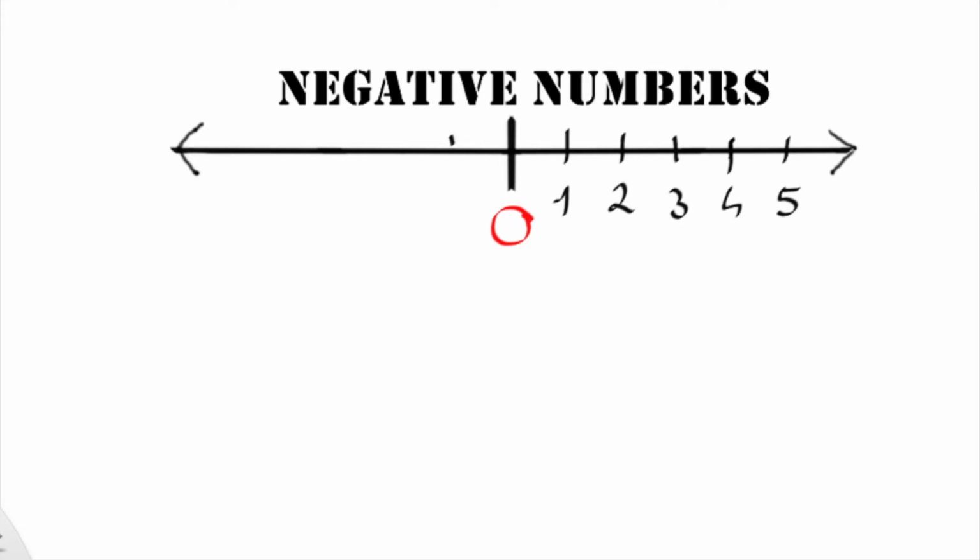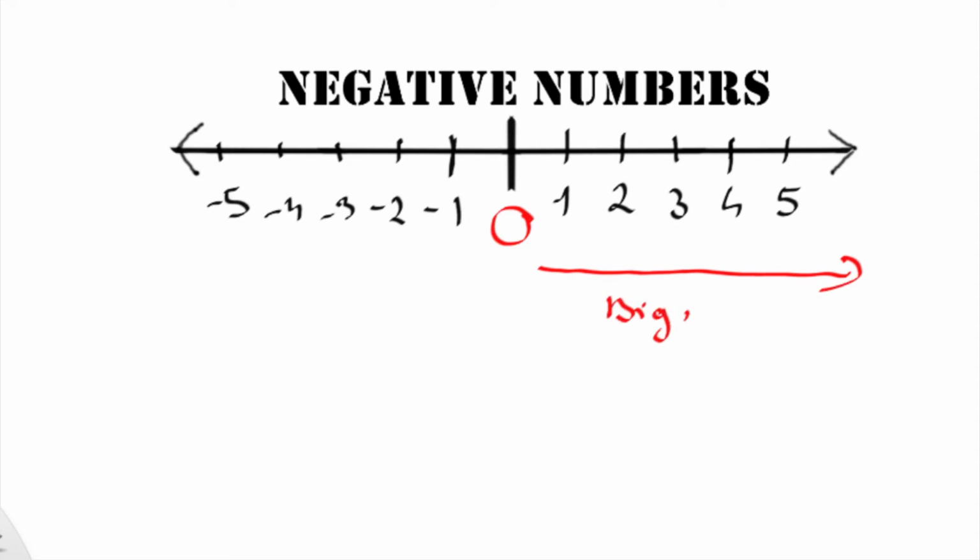So we're gonna have exactly the same order: -1, -2, -3, -4, and -5. Now, something else that we used to know about our positive integers is the fact that every time we go to the right, the numbers get bigger, and every time we go to the left, the numbers go smaller.